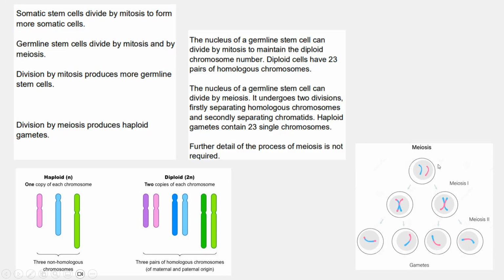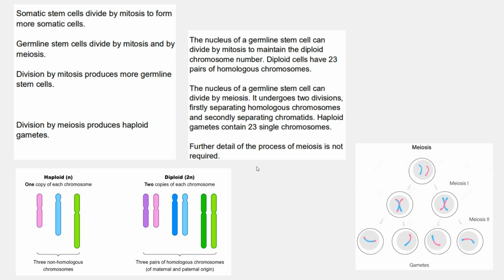What you now need to do is link different types of cell division to the types of cells and the chromosome number they contain. So we said the somatic cells are everything that's not involved in reproduction, so we need new versions of these cells during growth, during repair. Then what you want is the exact same as what you had previously. Somatic stem cells, they divide by mitosis only, and that creates more of these somatic cells.